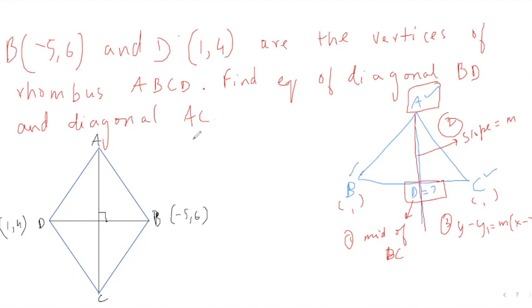Okay, so x1, y1, x2, y2. First, find the slope. So what's the slope of this line? Slope is equal to y2 minus y1. That's 6 minus 4 by x2 minus x1, minus 5 minus 1. That's 2 by minus 6, or it's minus 1/3. Okay, so slope is minus 1/3.